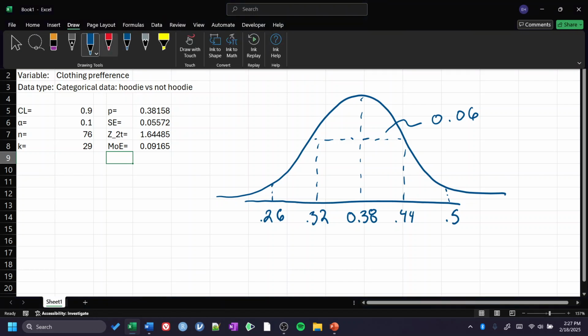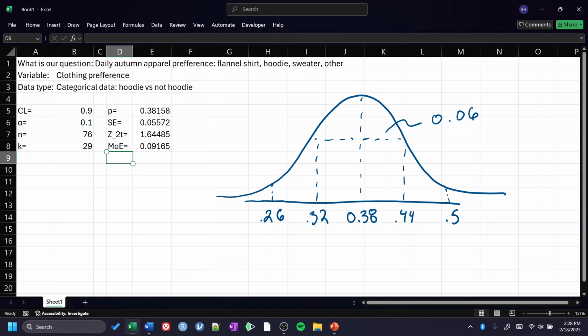All right, let me change my color real quick. So this problem asks us to make a confidence interval, and it didn't give us a directionality, so we're going to have two tails, and it wants us to be the middle 90%.